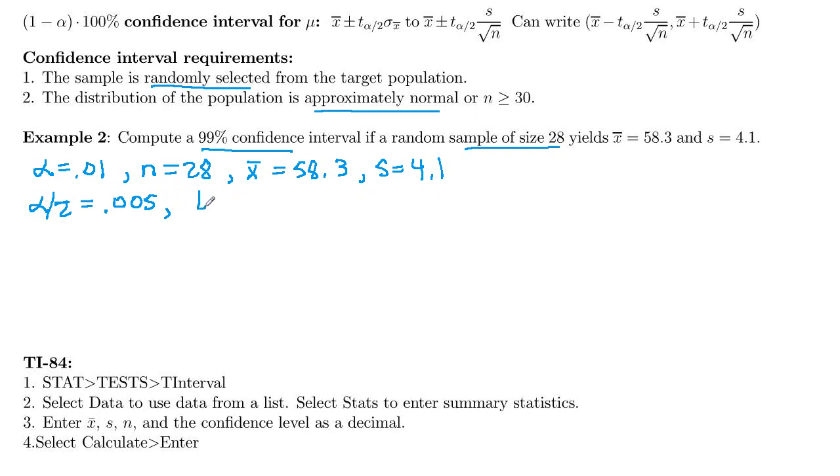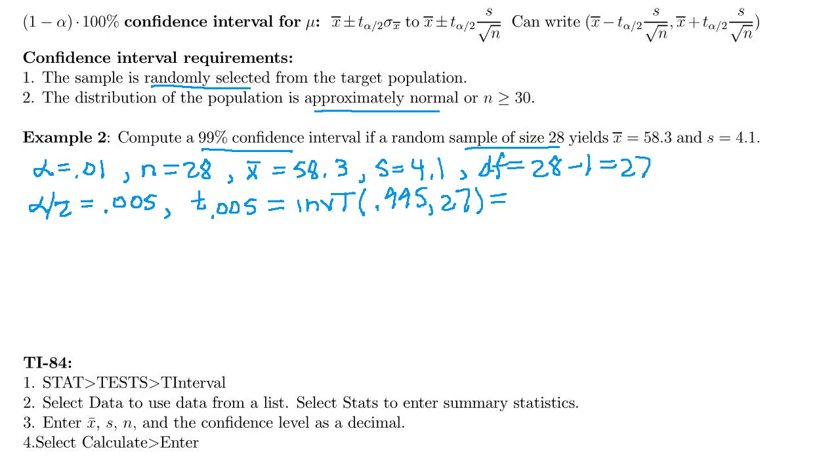So then our t-value is going to be t.005. And then n is 28, so our degrees of freedom are going to be 28 minus 1, 27. So that t-value is going to be inverse t. And then we want to do the left area, so the area to the right of that t-value is 0.005. The left area is going to be 0.995. And then 27 is our degrees of freedom.